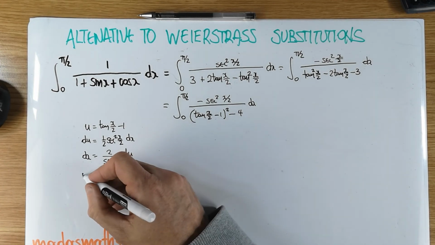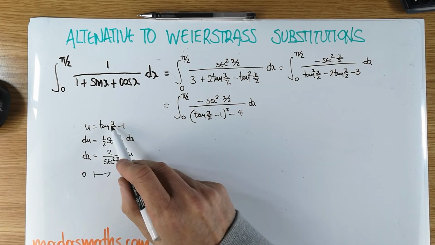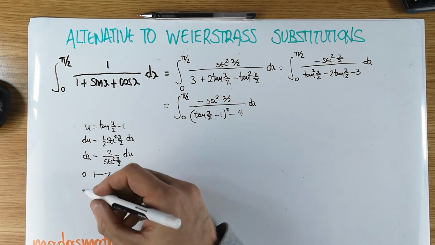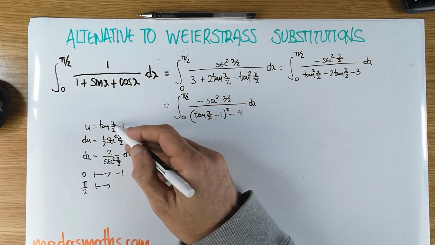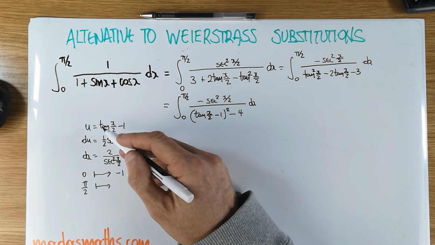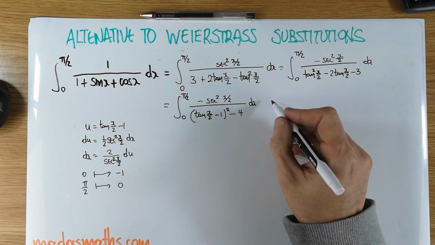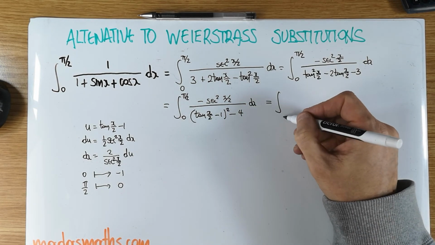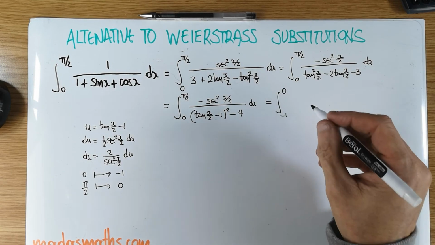And the limits, 0. What's the substitution there? Tan 0 is 0, it goes to minus 1. And the other one, the pi over 2, 90, 45, 1 minus 1, it goes to 0. So this is the substitution, so it'll be easier to see the partial fractions from there. So the limits are minus 1 to 0.